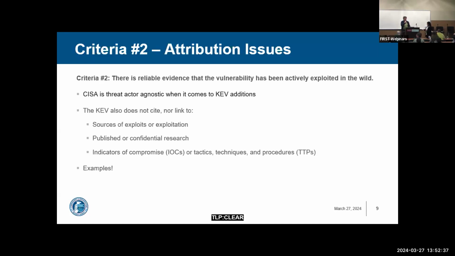So just to reiterate, the KEV doesn't cite, nor does it link to sources of exploits, sources of exploitation. We don't link to published or confidential research because that would be crazy. It would stop being confidential. We don't link to indicators of compromise or TTPs. Should we? Maybe. It's not in the BOD. And we're threat actor agnostic.